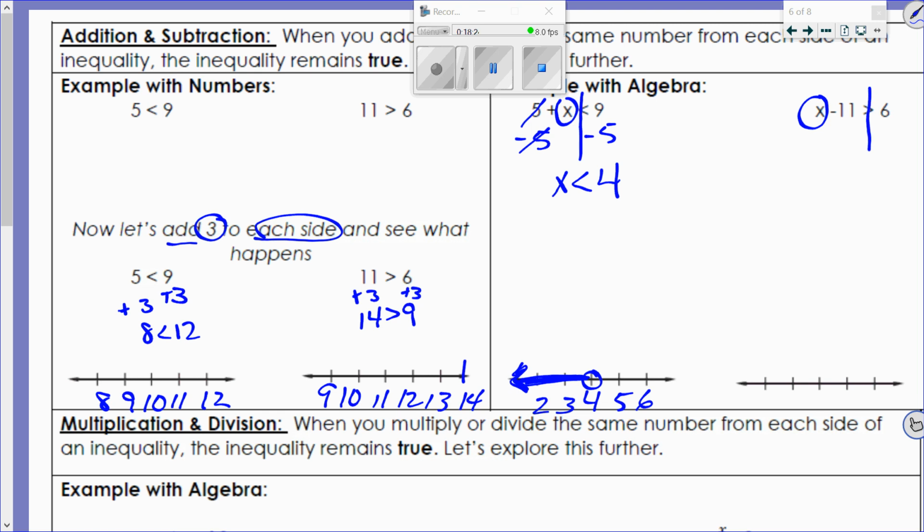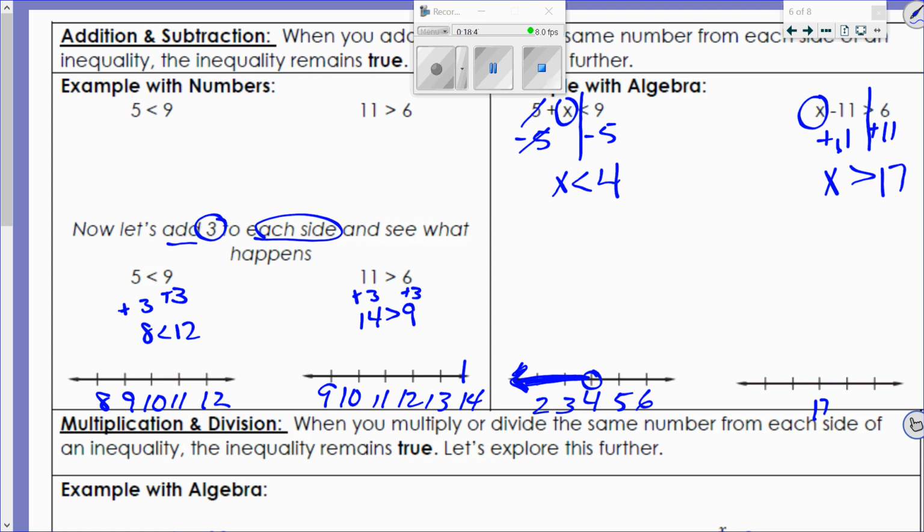Okay, on this side, we're doing the same thing. Here's our variable. What's the opposite of subtracting 11? So I add 11 to both sides. That's our x. Keep my symbol exactly like it is. There are times you're going to change it. You'll learn that next year. We're not going to teach it this year. But for now, you're just going to rewrite it. 6 plus 11 is 17.